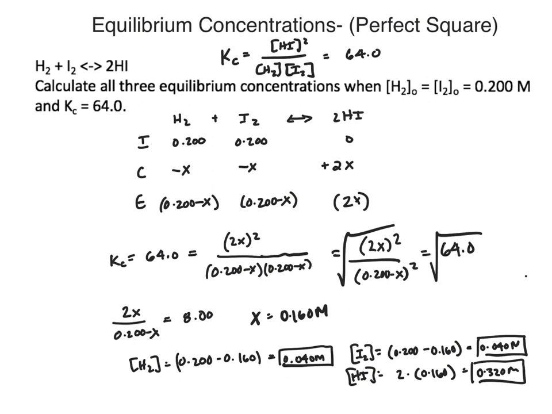So basically, the perfect square situation is something you want to look out for. It is something that comes up pretty frequently on the AP exam, so you want to make sure that you're comfortable with it and that you can spot it to basically save yourself some time.